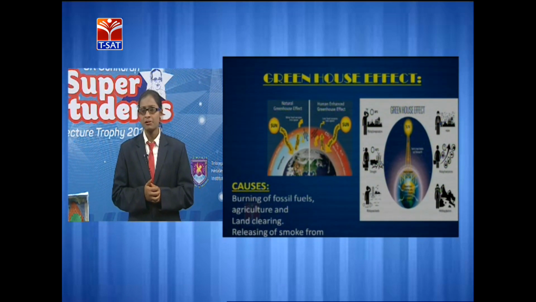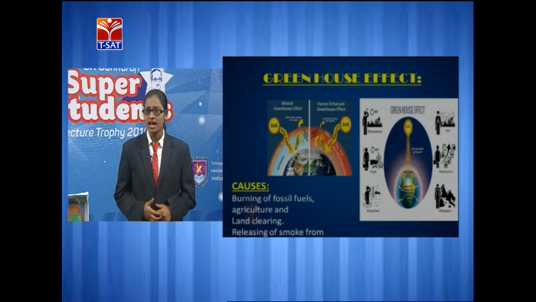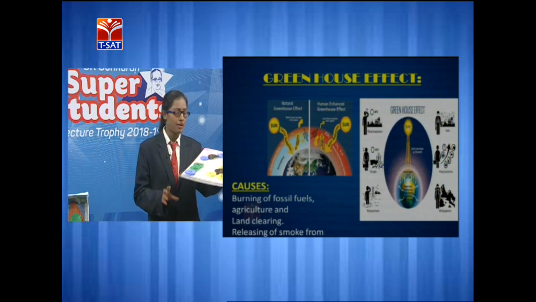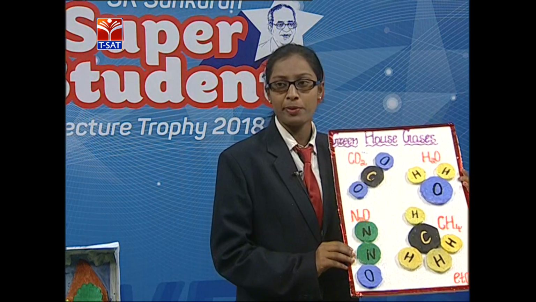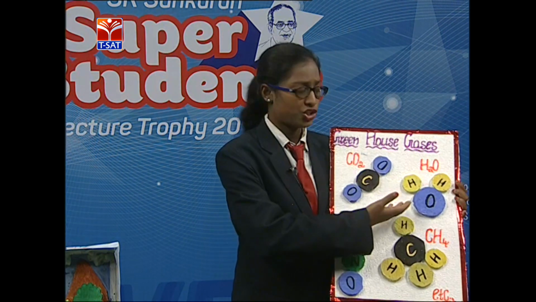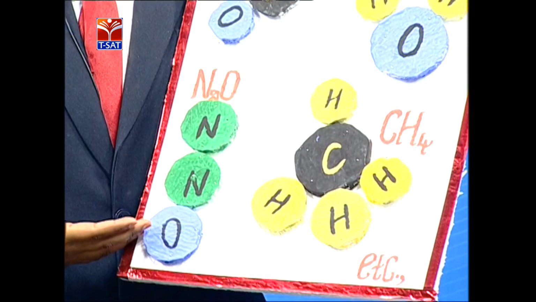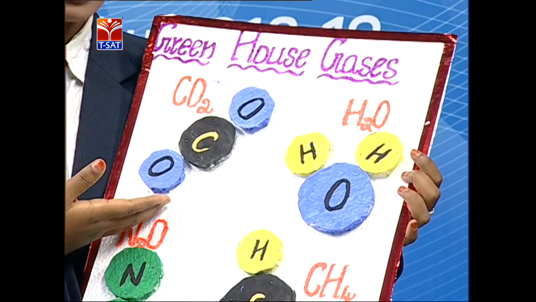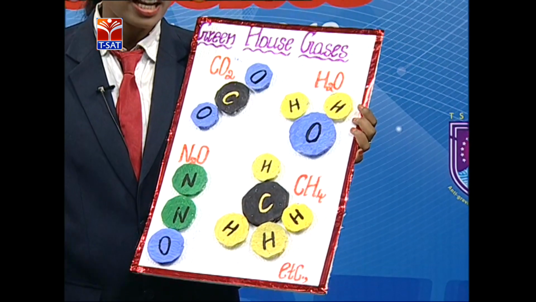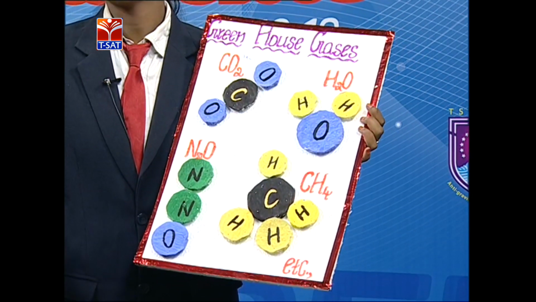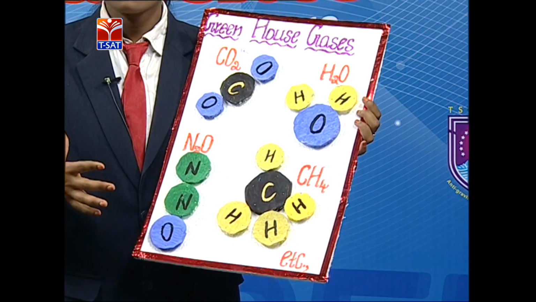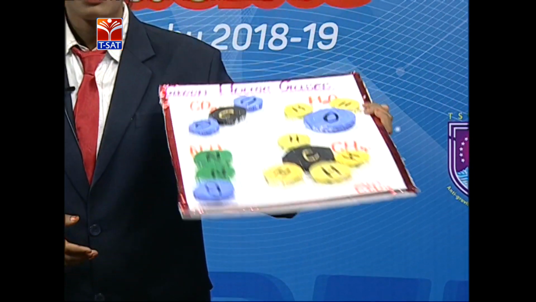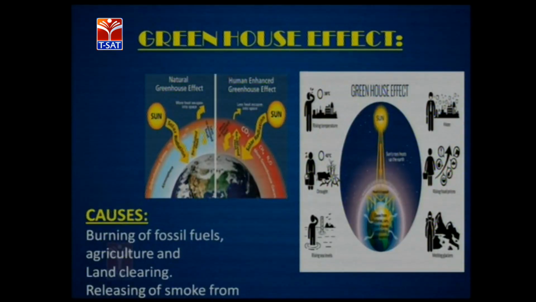Next, here comes the next slide about the greenhouse effect. The greenhouse effect is nothing but the effect caused by greenhouse gases. These are the greenhouse gases which I have prepared: CO2, H2O, CH4 and nitrous oxide. We call CO2 carbon dioxide, and due to carbon dioxide, greenhouse gases will affect the earth. By this, the greenhouse effect will occur. The greenhouse effect is a phenomenon which is naturally occurring and also human enhanced.